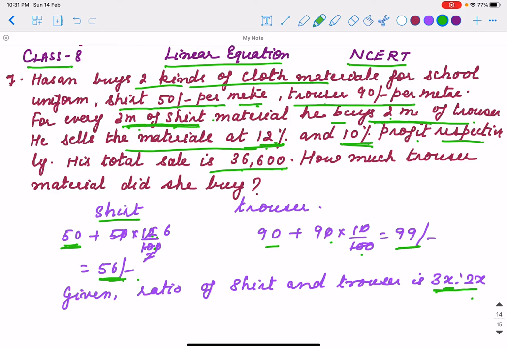This way, the total sale is 36,600. So, how much trouser material did he buy? First, we calculate the selling price of the shirt. Suppose it is 1 meter only.